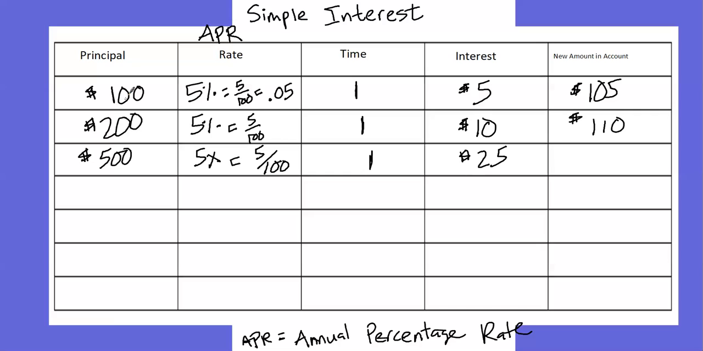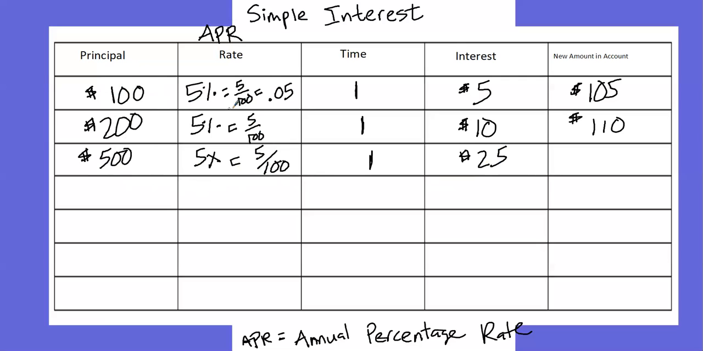Now, does anyone see what you can do with these two numbers to get this number? So if I take 100 in this 5 hundredths, or if I take 200 in this 5 hundredths, or 500 in this 5 hundredths, what operation can I perform between those two numbers to get this number? And the answer is you would multiply.